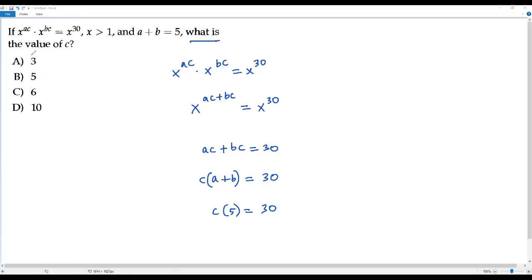Actually, our aim is to find the value of C. So to solve for C, we have to get rid of this 5 which is multiplied by C. For that, we have to divide both sides of the equation by 5. When I do so, this 5 will cancel out. And C equals, when I divide 30 by 5, I am getting 6. Okay, I got the value of C, that is 6. We find 6 in answer choice C. The correct answer choice for this question is C.